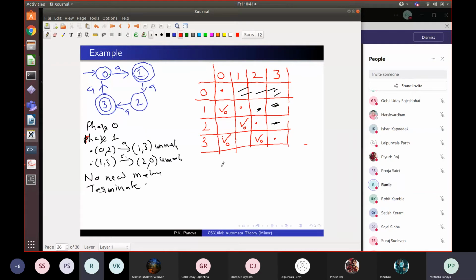Rani, so we have terminated with this table. Now, which pairs of states are equivalent? All unmarked squares denote pairs of states which are equivalent. Which are the unmarked squares here? 2, 0 and 3, 1 are not marked. So, since 2, 0 is unmarked, I will say 0 is equivalent to 2. Okay. And 1, 3 is unmarked. So I will also say that 1 is equivalent to 3. Right?